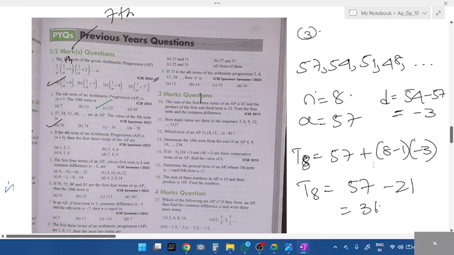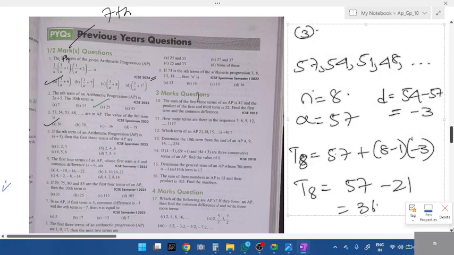So 36 is done. All of you completed? It was a basic question. Just go through this, students. Don't write this. Just go through this.